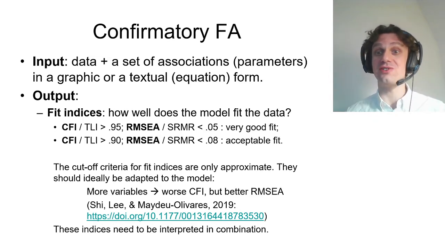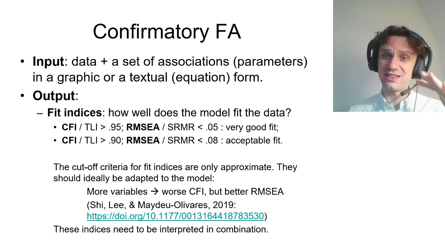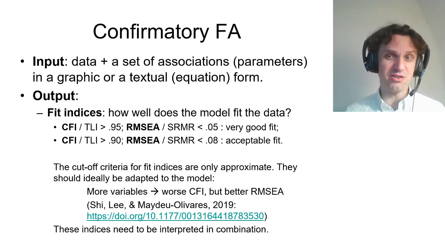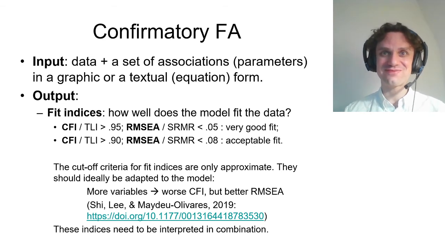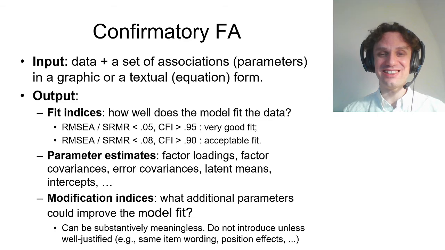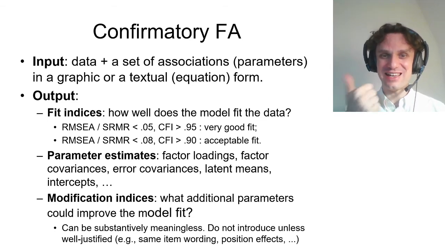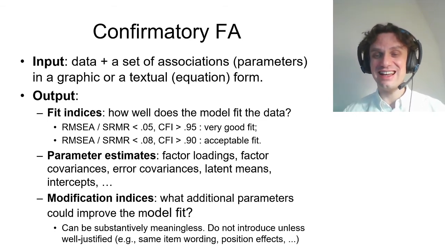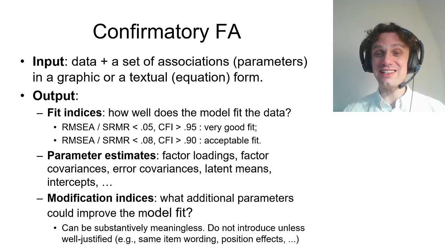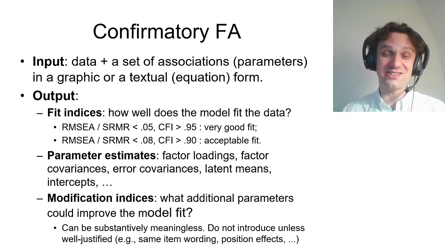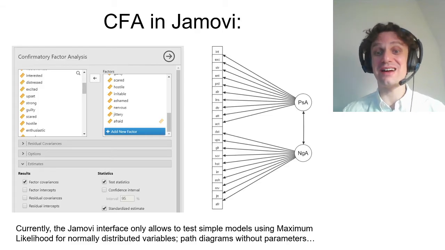If one index shows you a really good fit and another one shows a fit that is so-so, probably it's still a good model. But of course, if all 3 indices show you poor fit, it's very hard to justify such a model. And of course, in addition to these fit indices, we also get estimates of our factor loadings, covariances between factors and between item errors. And we also get modification indices. What additional parameters could we include in the model to improve the fit? Well, let's now see how it works.